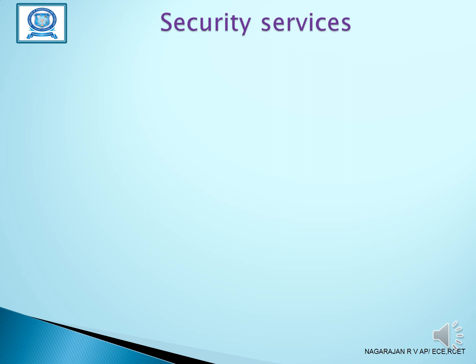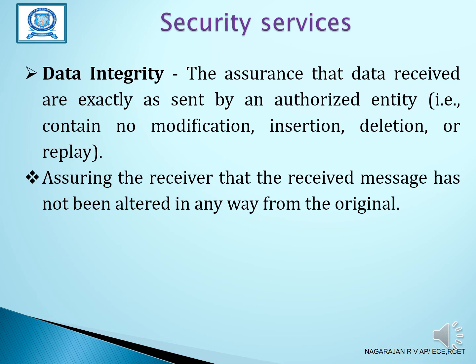So, the model of network security: a message is to be transferred from one party to another across some sort of internet. The two parties who are principals in this transaction must cooperate for the exchange to take place. Already we discussed that cryptography means we write something to hide the messages. So let us see the model of network security graphically, in the figure.